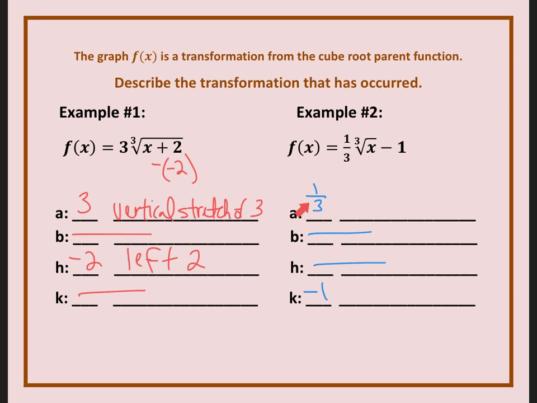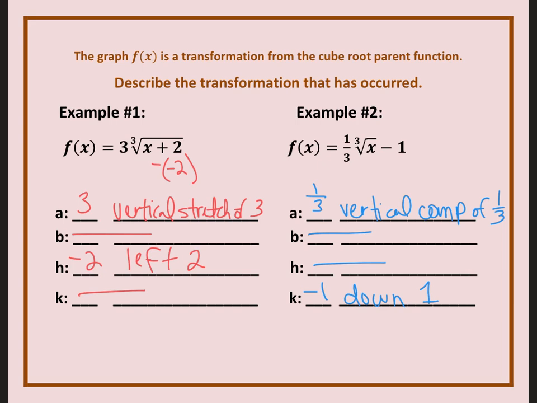An a value of 1/3 means it's a vertical compression of 1/3. A compression means it's going to get closer to the x-axis. And as k is a -1, this means that this graph would actually be translated down 1.